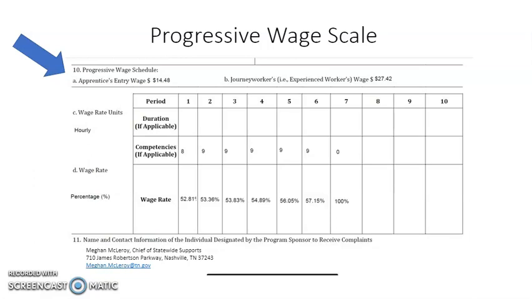Please note, a district may prefer a different wage progressive scale depending on their program. For example, those working towards a master's degree may have a salary scale different from those working towards a bachelor's degree. Number 11 is pre-filled with the name and contact information for the program sponsor point of contact.